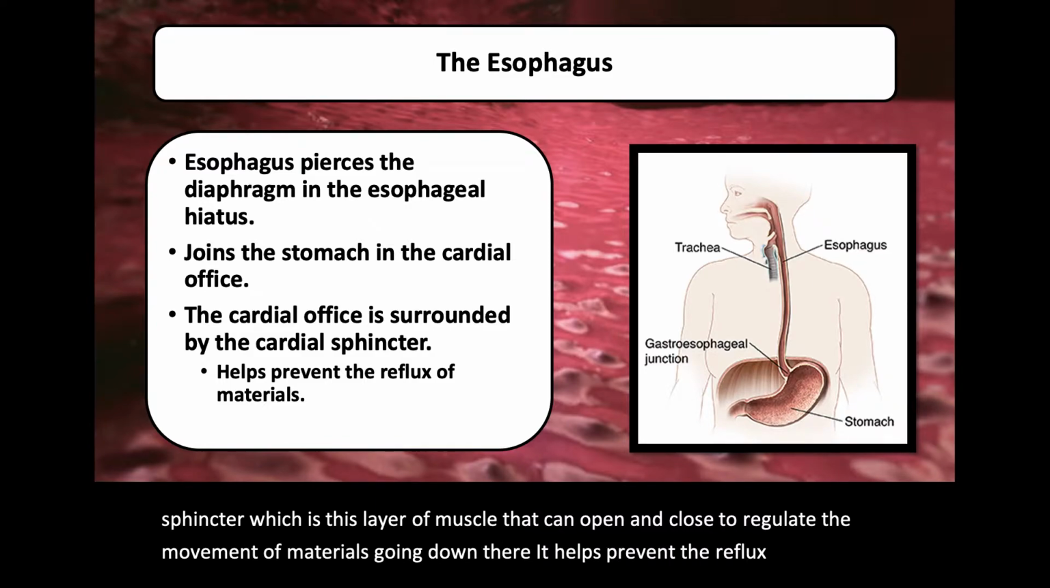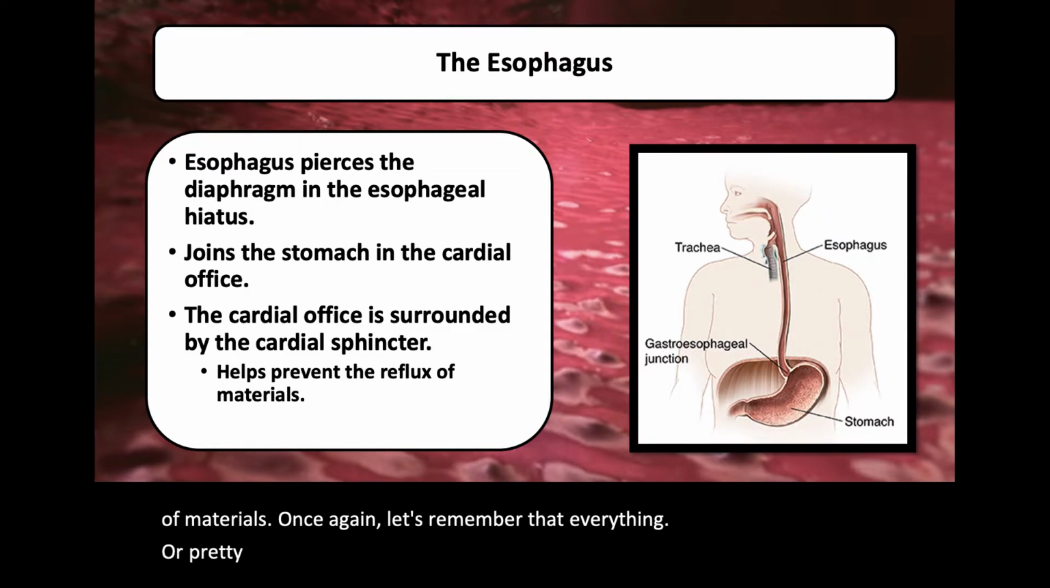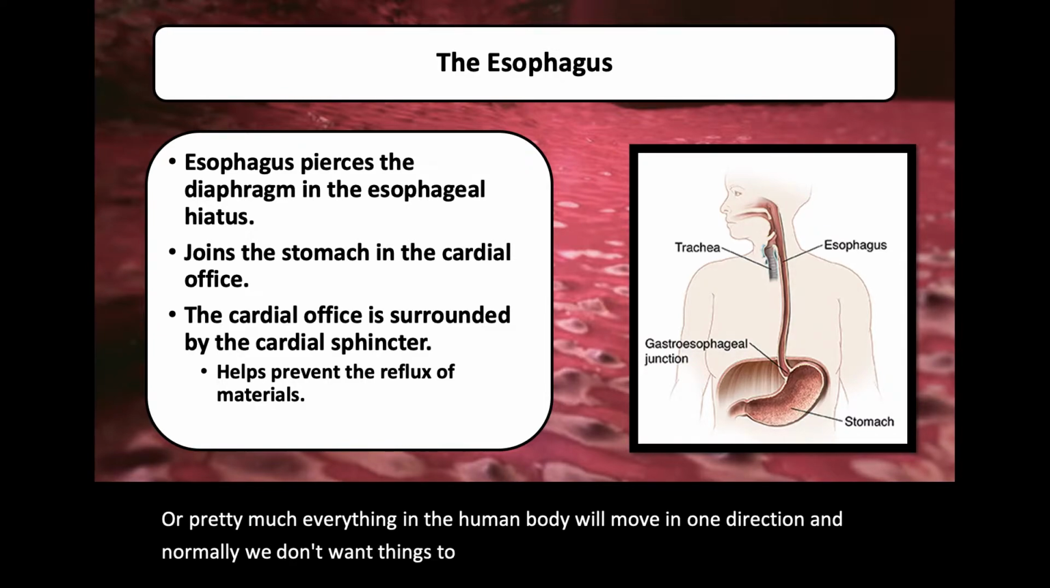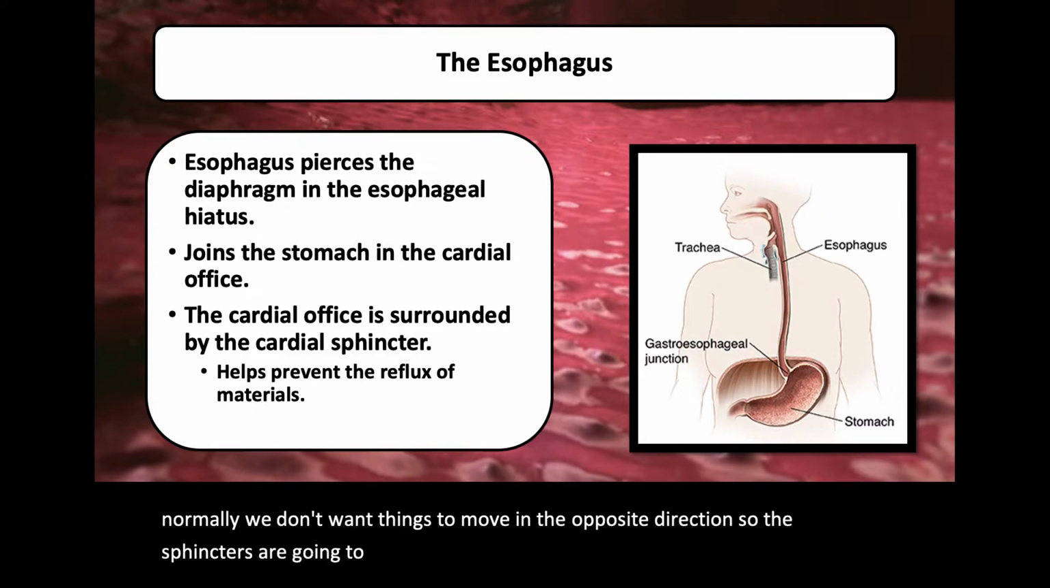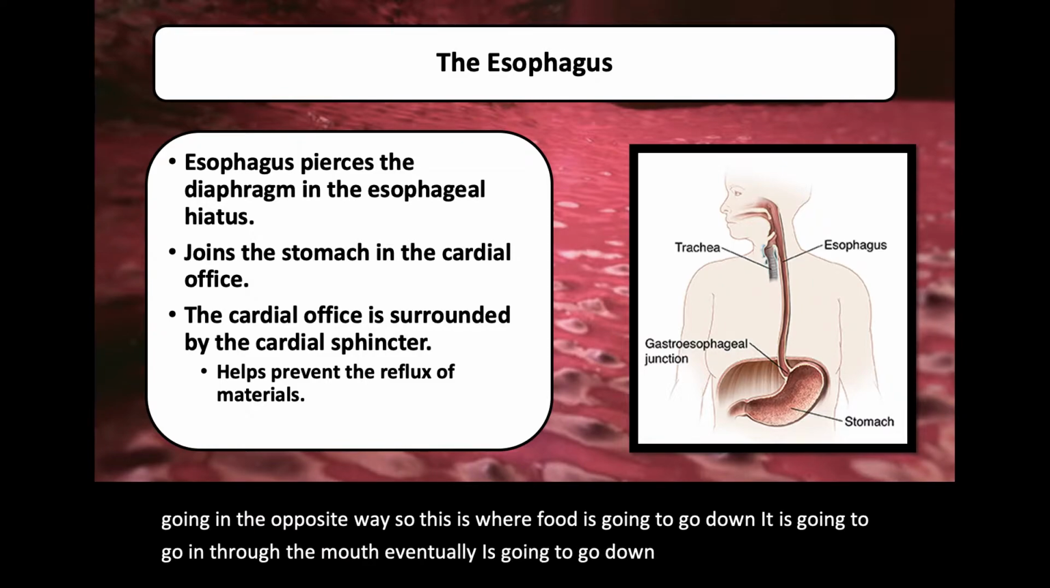Once again, let's remember that pretty much everything in the human body will move in one direction, and normally we don't want things to move in the opposite direction. So the sphincters are going to do exactly that. They're going to prevent movement going in the opposite way. So this is where food is going to go down. It is going to go in through the mouth. Eventually it's going to go down the esophagus and all the way into the stomach.